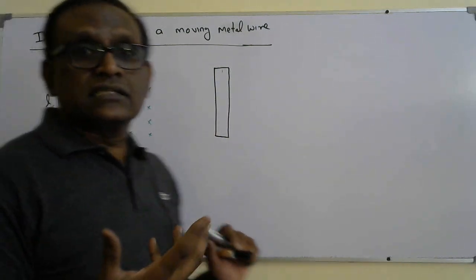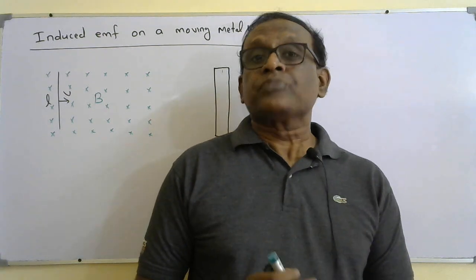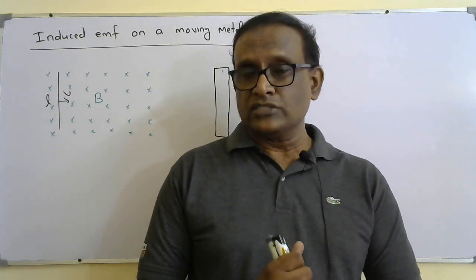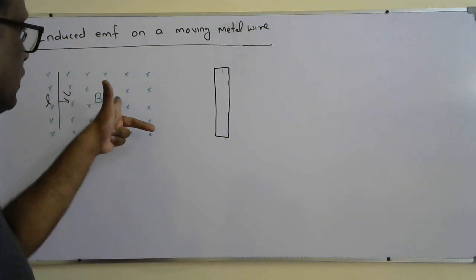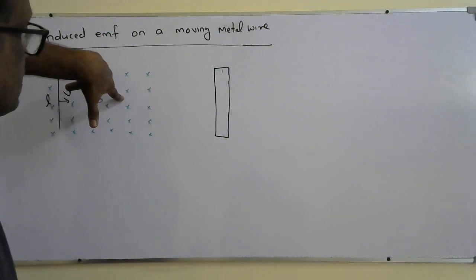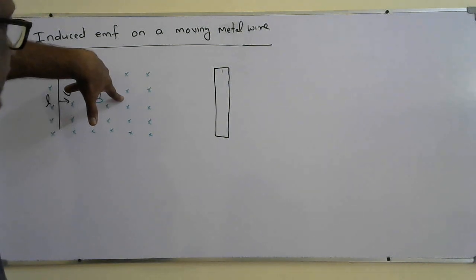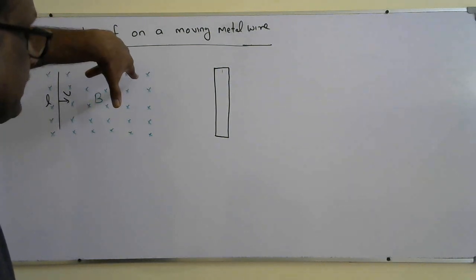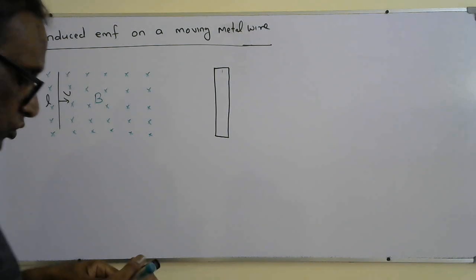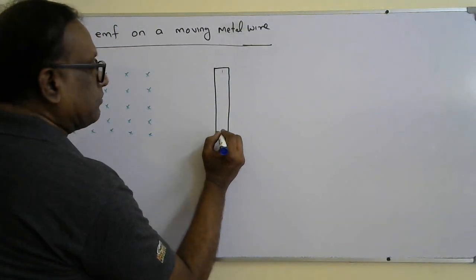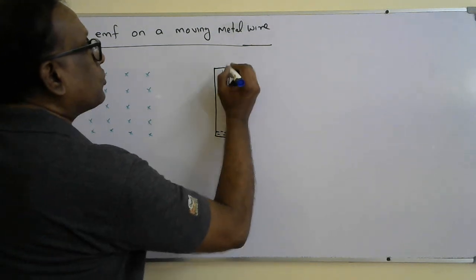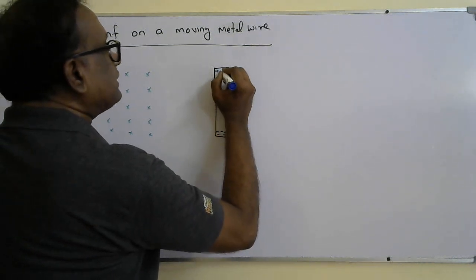So the free electrons are going to experience a magnetic force according to Fleming's left hand rule. If the magnetic field is into the board and there is current flow to the left, the delocalized electrons of the metal wire will experience a force downwards. So they will be shifted towards the bottom and this end will become negatively charged. So this end will become positively charged.